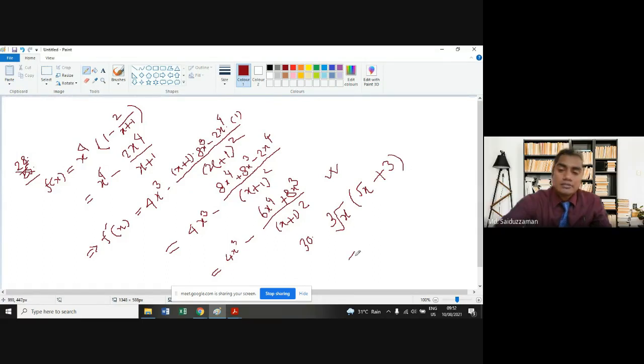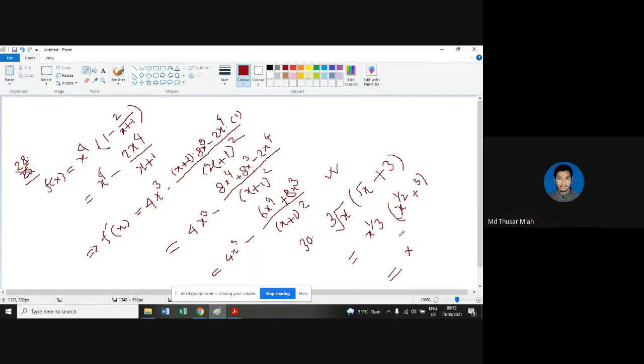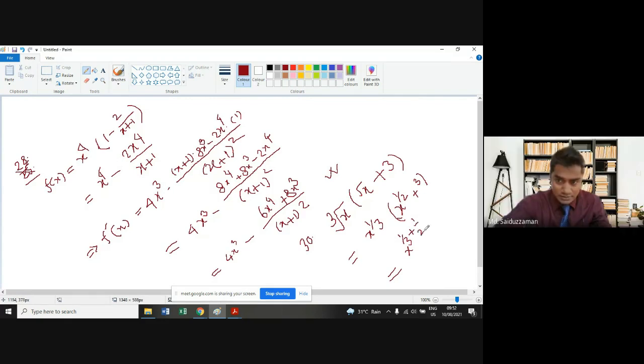So at first I'll simplify. You know that cube root of x means x to the power 1/3, and root x means x to the power half. And it is plus 3. So at first simplify this. What will be the value? x to the power 1/3 into x to the power half. So what does it mean? 1/3 plus half, power 5 by 6. Plus 3x to the power 1/3, right?